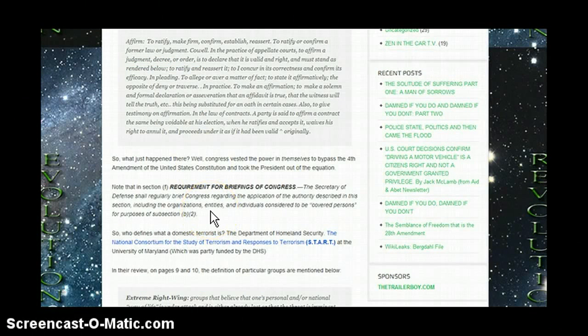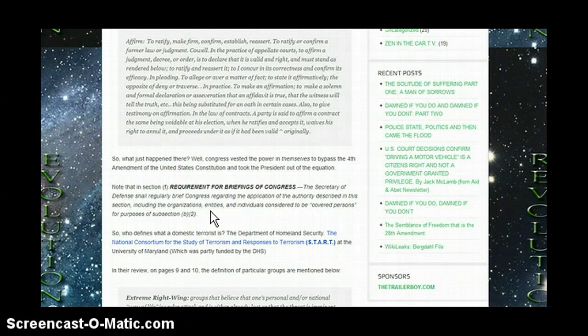What happened? Congress vested the power in themselves to bypass the 4th Amendment of the United States Constitution and took the power from the president and affirmed it to themselves. It just baffles my mind that Congress, the people we vote to represent us in Congress, somehow think that they can just vest the power in themselves to arrest an individual without due process of the law. John McCain and Lindsey Graham, Lindsey Graham in particular, stated that when we ask for a lawyer, you tell them, shut up.